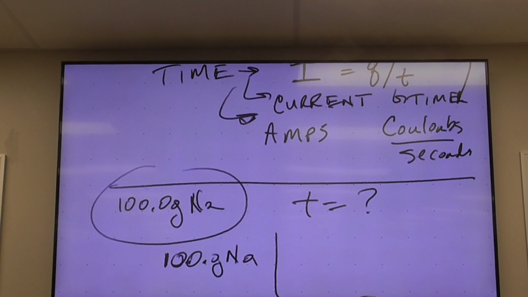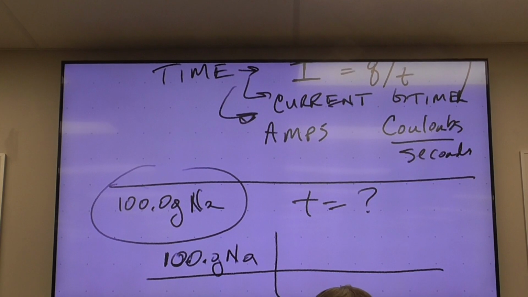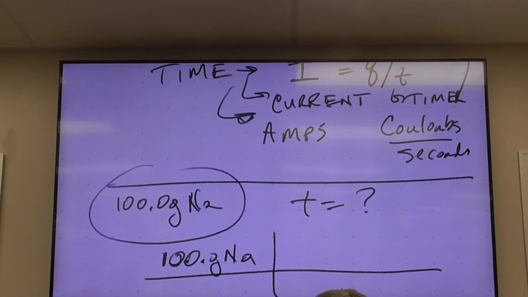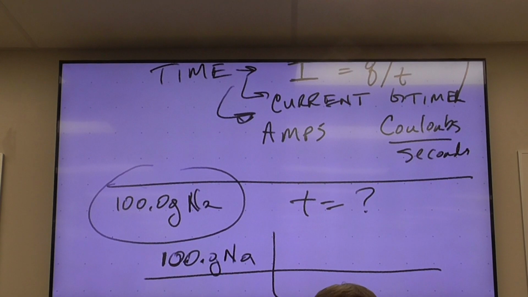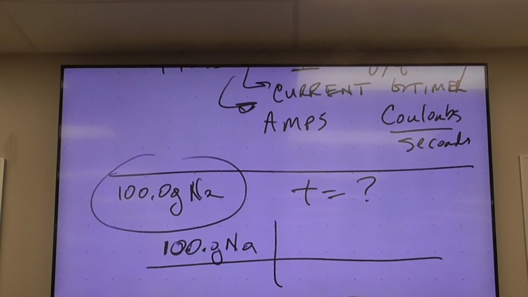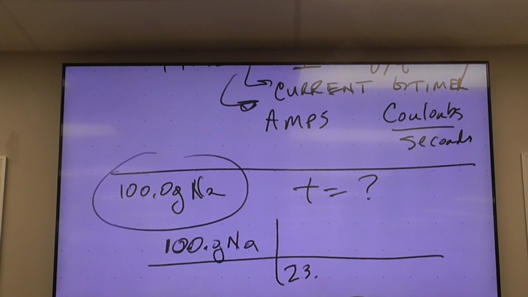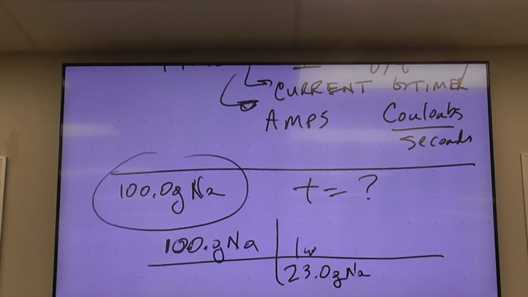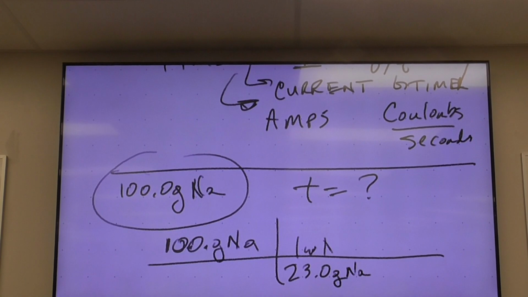So you have 100 grams of sodium. Right away, what do you think you might want to do with that 100 grams of sodium? Convert it into moles. Molar mass of sodium is 23.0 grams of sodium per 1 mole of sodium. Now, it should be like 4.25 or something.